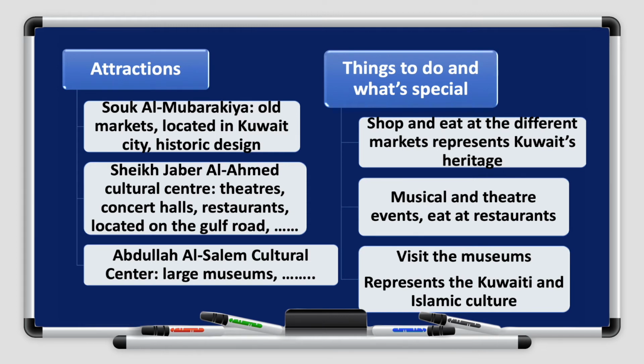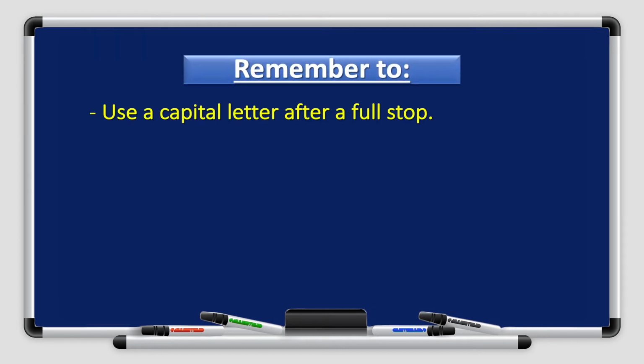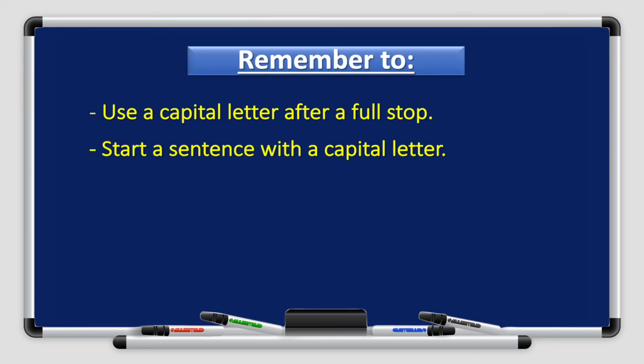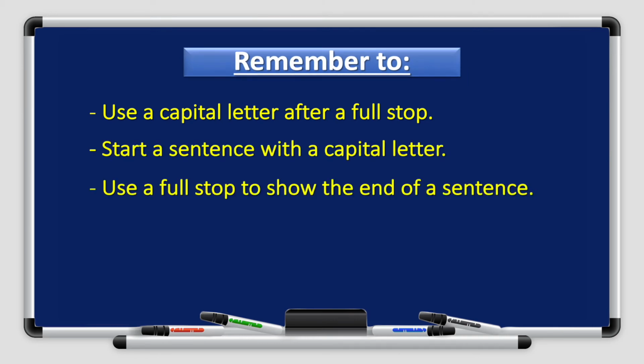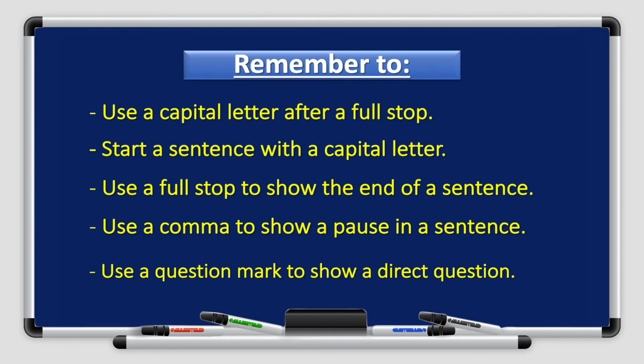Now that we have written our ideas, it's time to take the ideas from our plan and write a complete rough draft for our writing. Before we do that, remember to use a capital letter after a full stop to indicate a sentence has ended, and a new one is going to start. Start a sentence with a capital letter. Use a full stop to show the end of a sentence. Use a comma to show a pause in a sentence. Use a question mark to show a direct question.